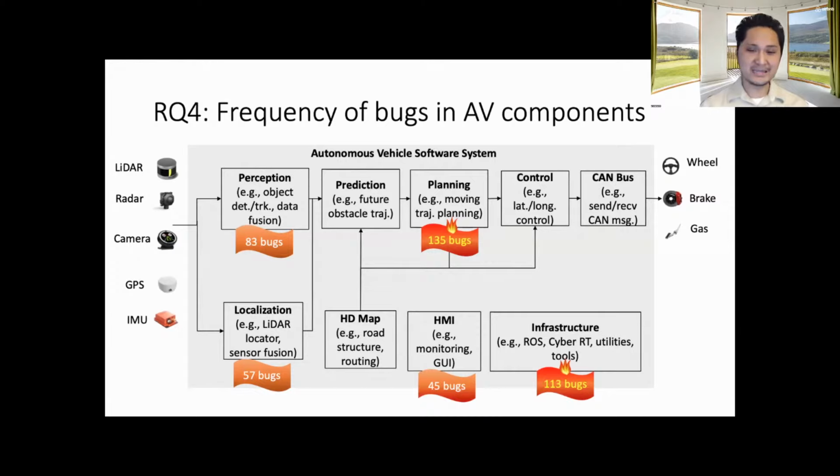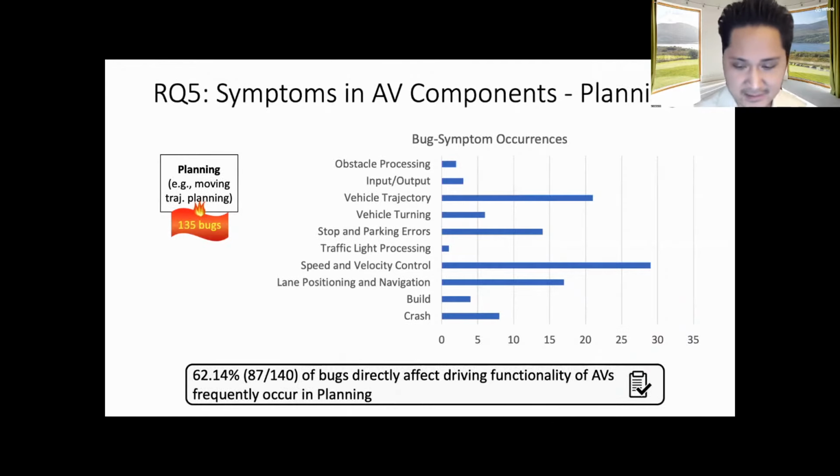Planning in particular has the most bugs by a significant amount, 135 bugs in total. Planning is particularly interesting because most of the bugs in planning affect driving functionality, so about 62%. What this means is that many of the bugs that can lead to driving errors, serious injury, and even death are likely to occur from planning. However, planning is one of the least studied components of the AV software system at the moment, but it's the most buggy and probably the most dangerous. So this is one particular finding that I'd really like to emphasize.